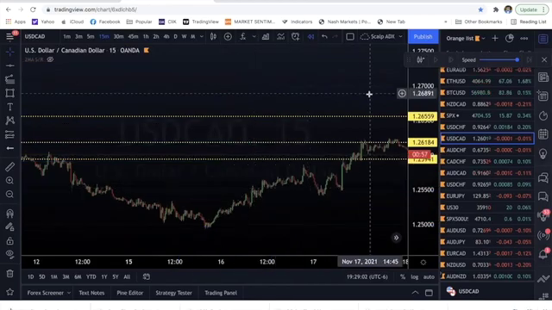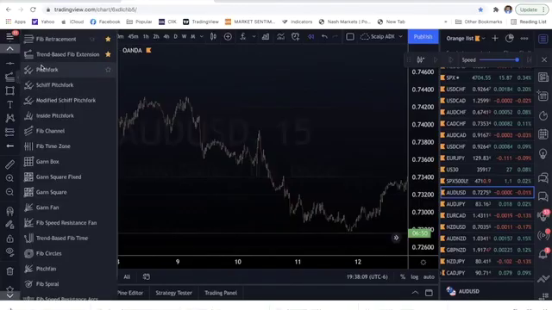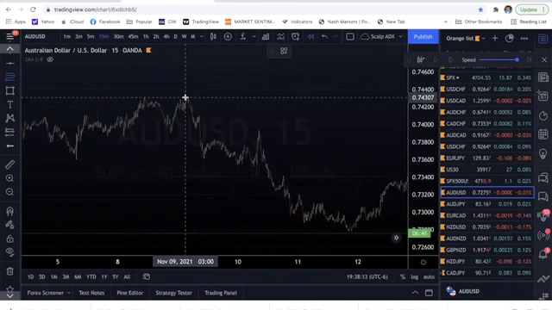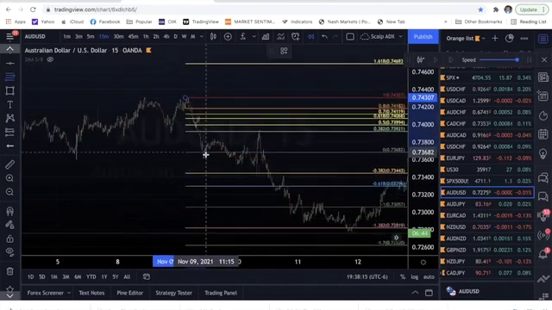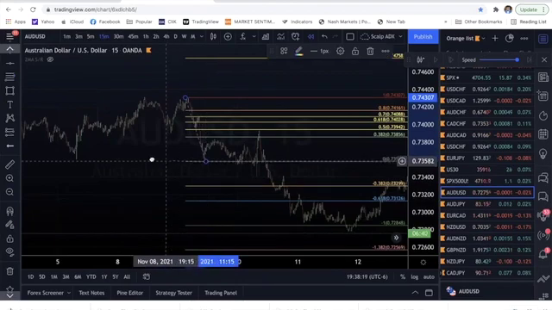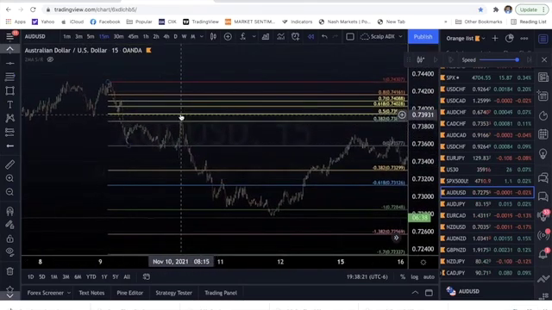All right. Any questions on that? This is fib retracement. All right. We see the swing high. Go to that swing low. What do we see right there? What did it hit? Y'all see it? Hit that 50% retracement right there.